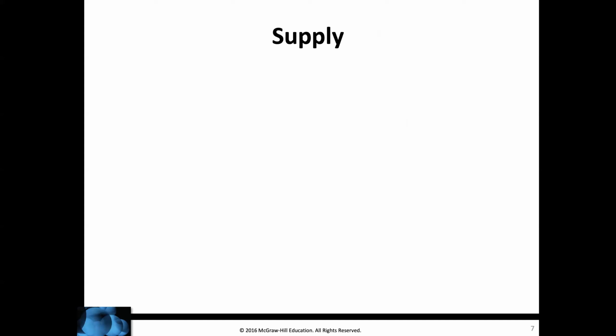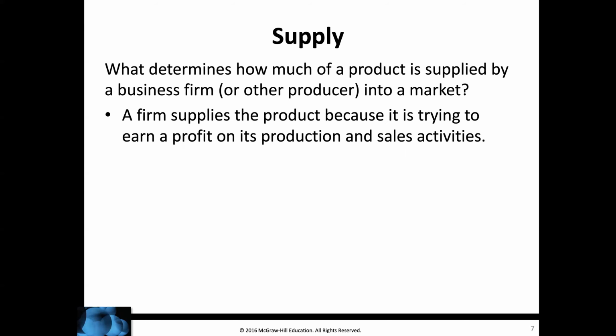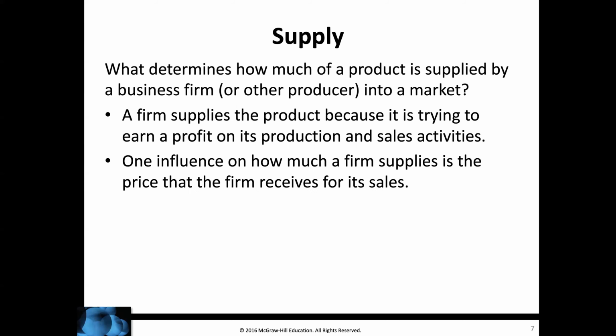Moving on to supply, so we've talked about demand. We're going to talk about the same concepts, but looking at it from the supply side. So what determines how much of a product is supplied by a business firm or other producer into the market? So a firm supplies the product because it's trying to earn a profit on its production and sales activities. One influence on how much a firm supplies is the price that the firm receives for its sales.